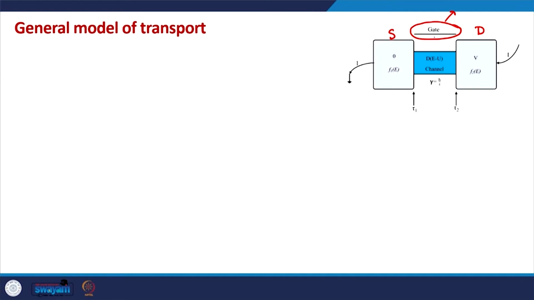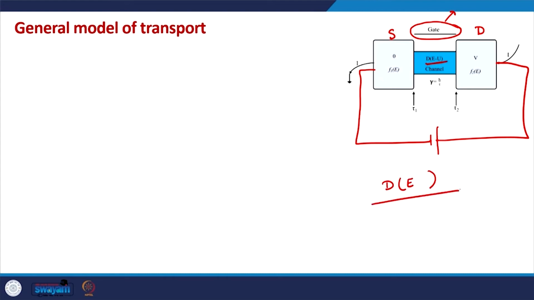We have a two-terminal device system in which the source and the drain regions are large regions. The source region is generally grounded. The drain region is generally at a positive voltage with respect to the source. This is how the battery is connected through this device. The channel region is a small region in between, and the channel is characterized by the density of states, which is represented by D of E.